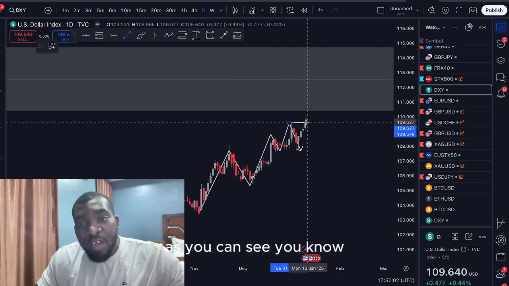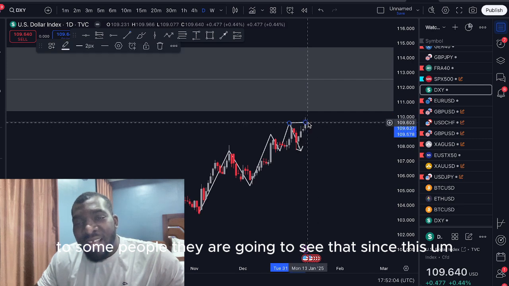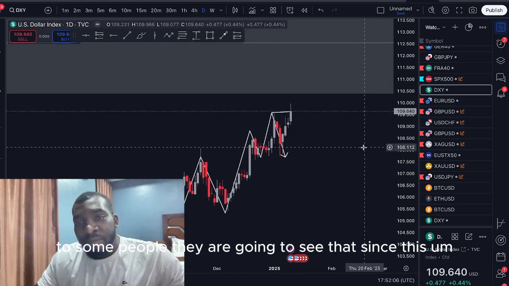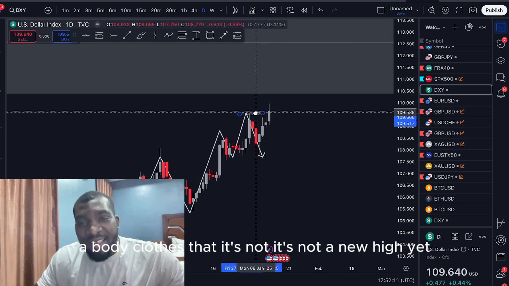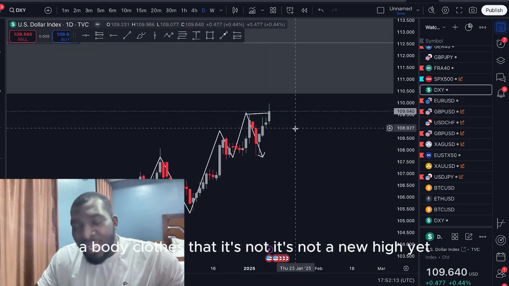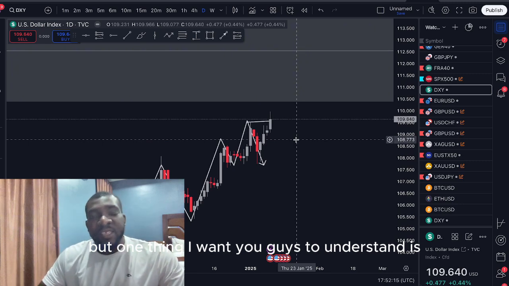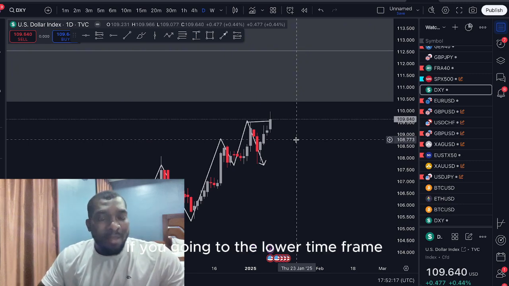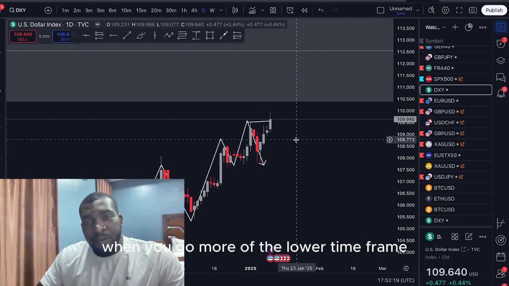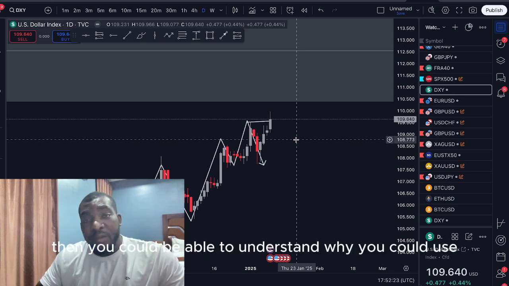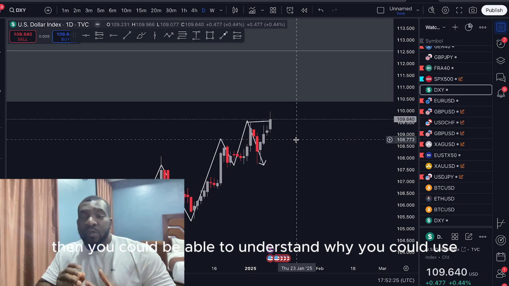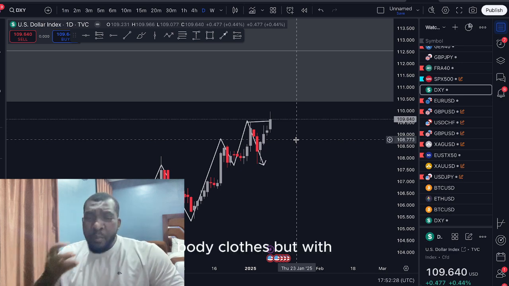As you can see, some people are going to say that since the high wasn't broken with a body close, it's not a new high yet. But one thing I want you to understand is, when you go to the lower time frame and you see things like that, then you will be able to understand why you could use a body close.